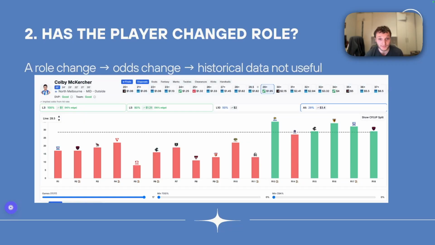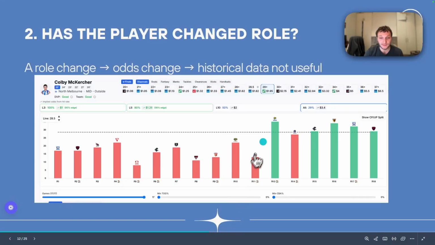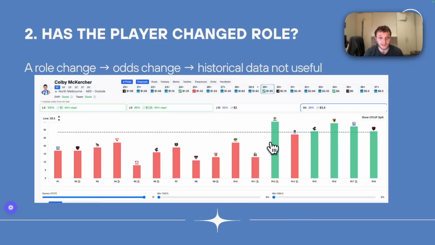A good example of this from this season in AFL has been Colby McKercher. After the byes, round 11, he changed roles completely, moving to a half-back role, a much friendlier role for disposals, and his disposals have taken a significant rise since then. But effectively using that data from the first 11 rounds of the season will just be useless, because he's now in a completely different role, so we can't consider that information.